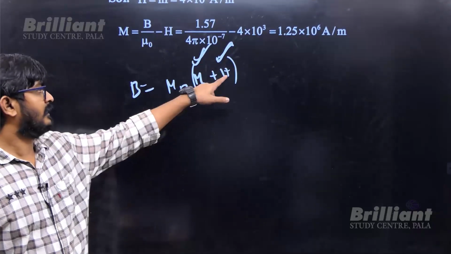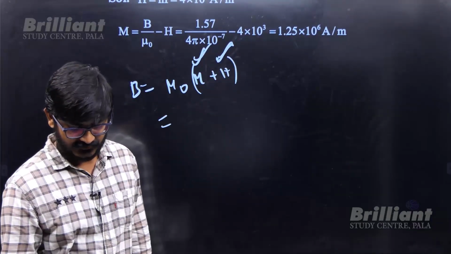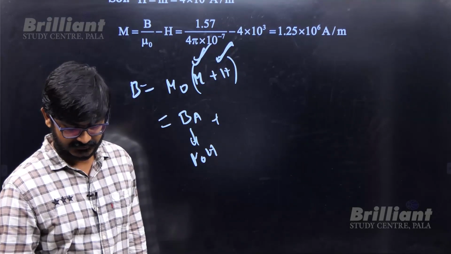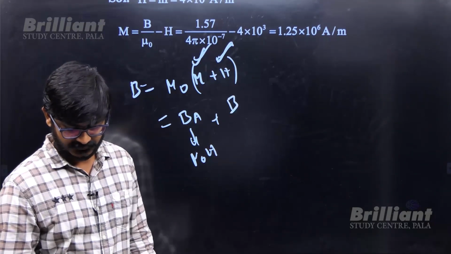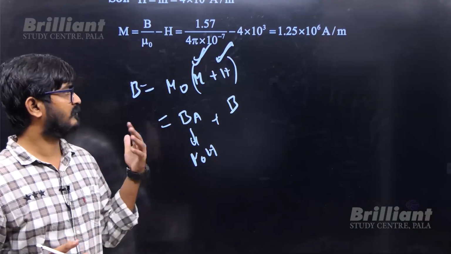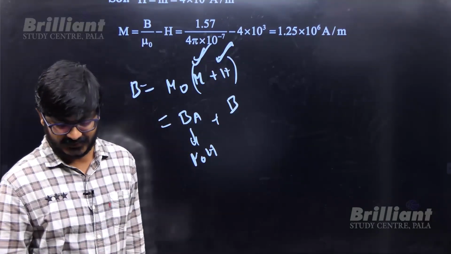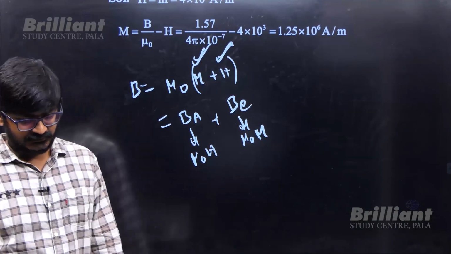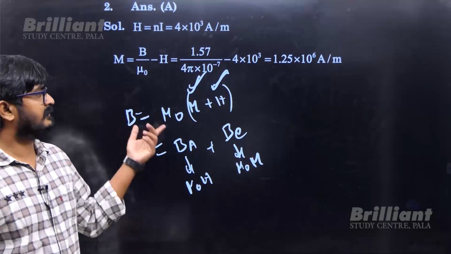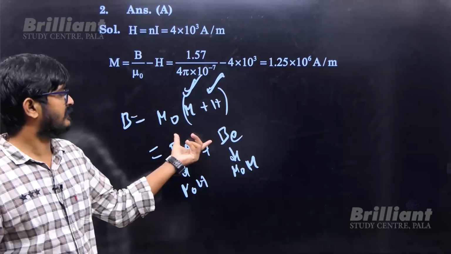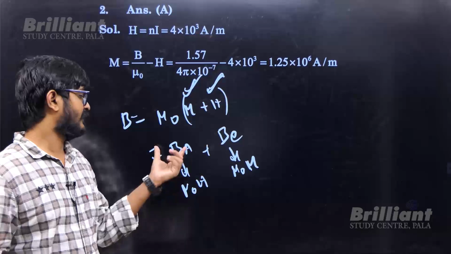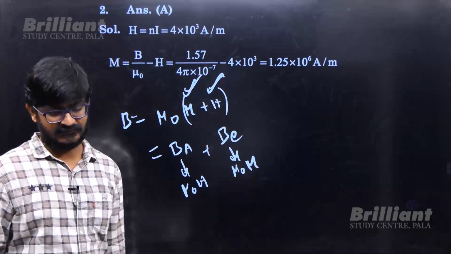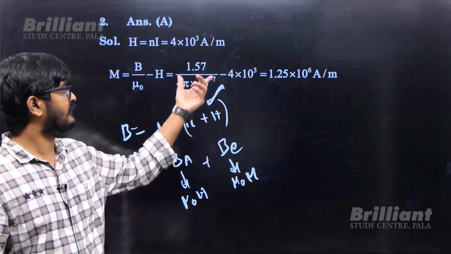So the magnetic field will be because of the applied field, which is mu naught into H, plus, because of the alignment, you will get an extra magnetic field which is mu naught into M, right? This is the same formula. So the net magnetic field will be the applied magnetic field plus, due to alignment, an extra magnetic field coming into the picture. So all you need to do is just substitute values.